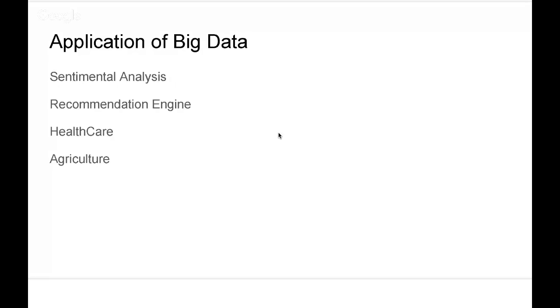How is big data helping in agriculture? In agriculture, the farmers are producing lots of products, foods, and vegetables. Which vegetable is needed in the market, and which is not? You have seen that sometimes onion prices go so much higher, and tomato prices go much higher too.